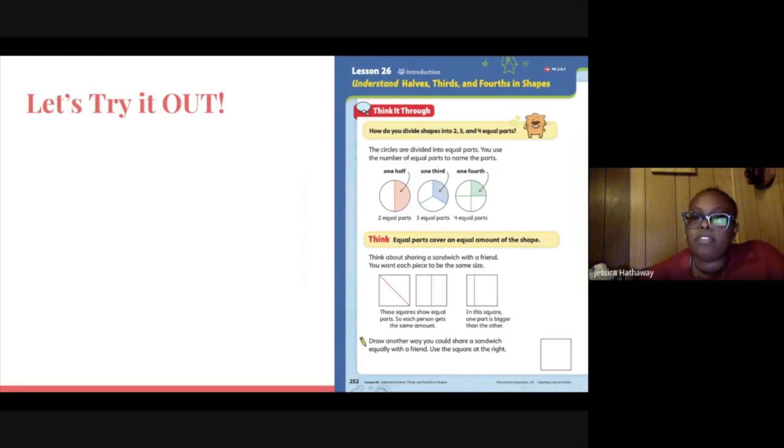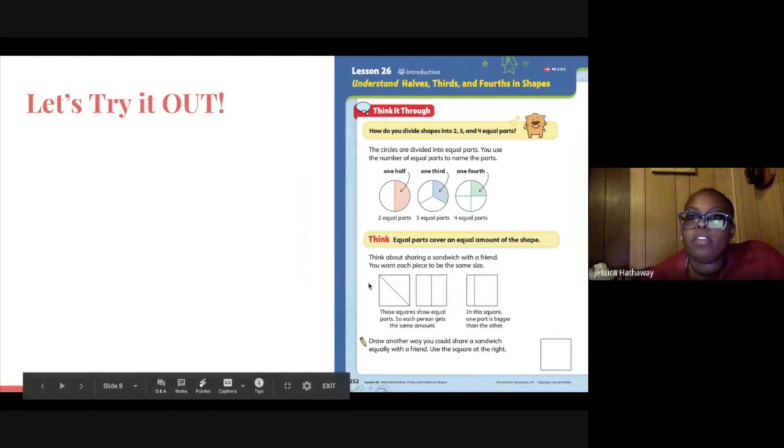Well, this is how you can do this. The circles are divided into equal parts. You use the number of equal parts to name the parts. So here the red one is 1/2. It has 2 equal parts. The one next to that has 1/3. That has 3 equal parts. And the one in the green is 1/4, which also means 4 equal parts. So think about equal parts covering an equal amount of the shape.